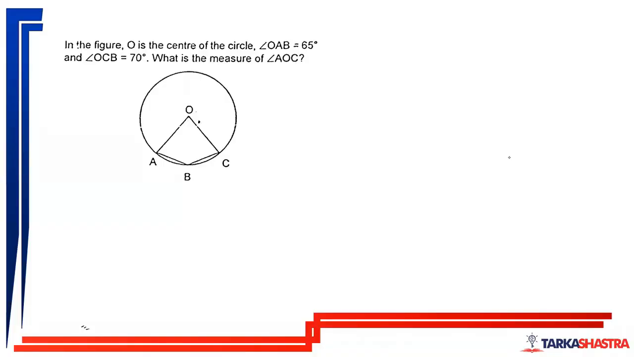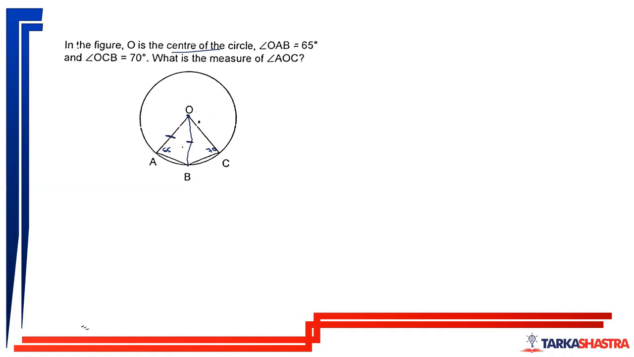Now the questions on circles. In the figure, O is the center of the circle. Angle OAB is 65. OCB is 70. They are asking us to find AOC. Draw this radius. So this is a radius, this is also a radius.